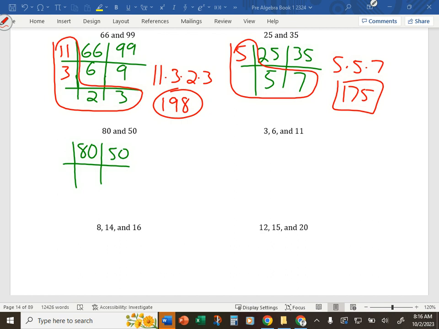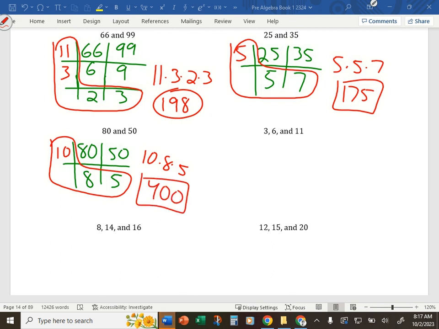What can we take out of 80 and 50? 10. 80 divided by 10 is 8. 50 divided by 10 is 5. Anything we can take out of 8 and 5? No. Take the L. 10 times 8 times 5, or essentially 40 times 10, is 400 as an answer.